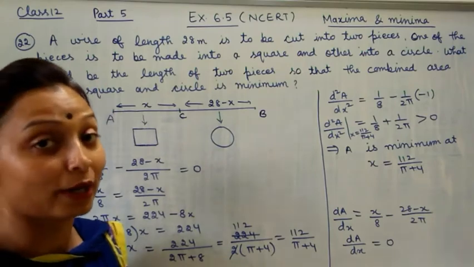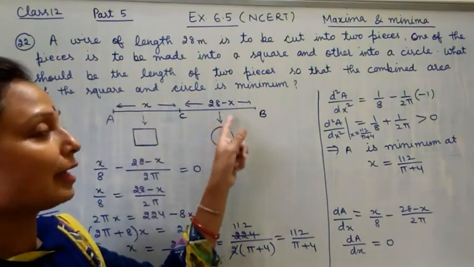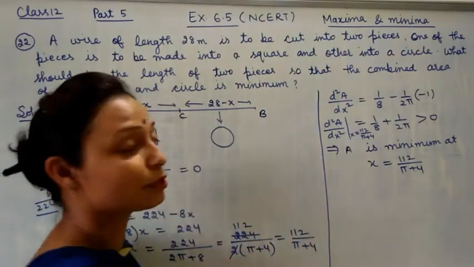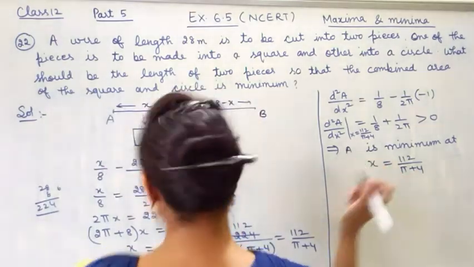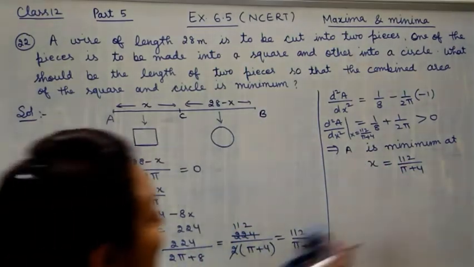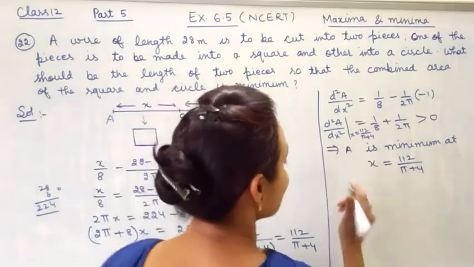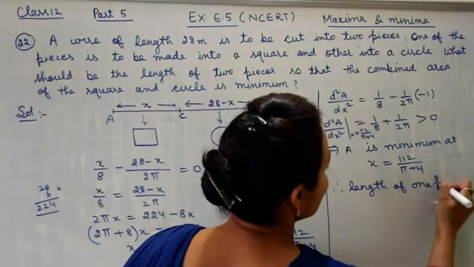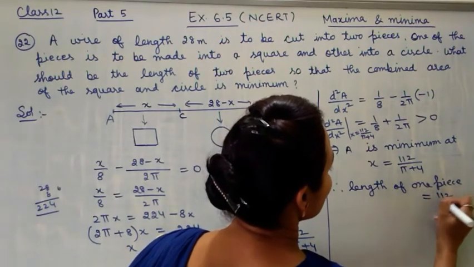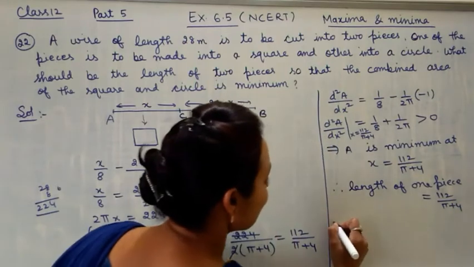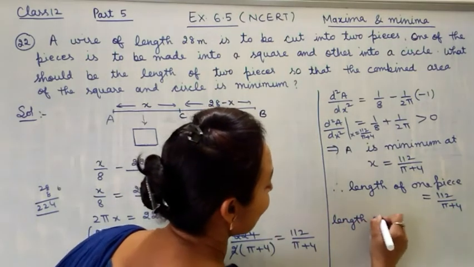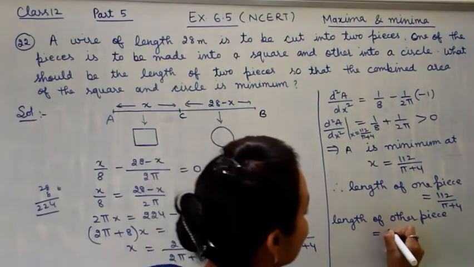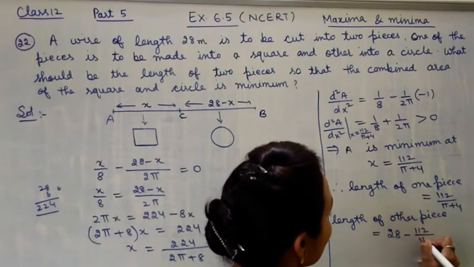Now this is the length of one piece, that is x, and we have to find the length of the other piece. So we subtract this from 28. Therefore the length of one piece is equal to 112 upon (pi plus 4). Length of the other piece is equal to 28 minus 112 upon (pi plus 4).